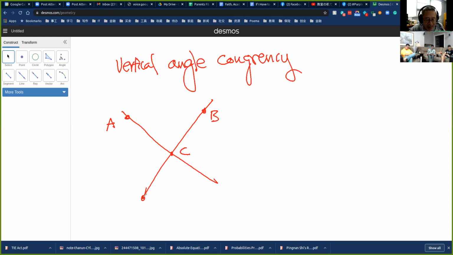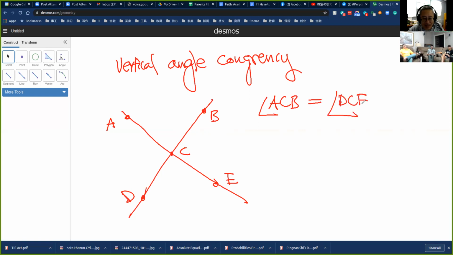And pick a point here, this is D. Pick a point here, that's E. So we are saying that basically the angle ACB is congruent to the angle DCE. Basically, this angle and that angle are congruent.